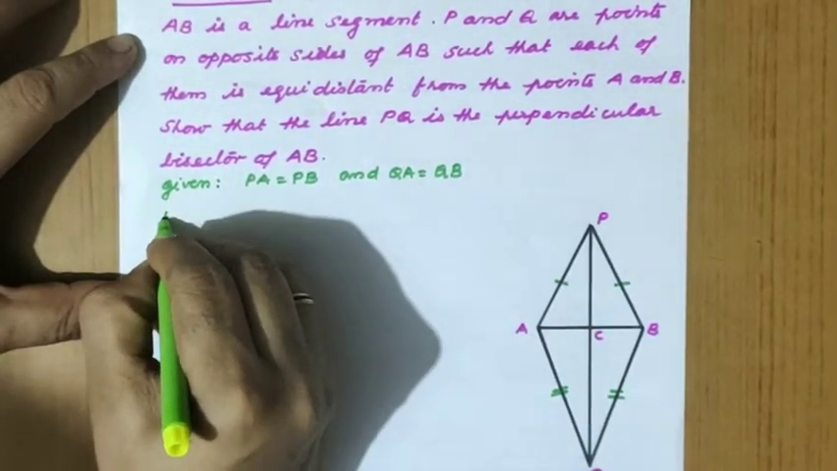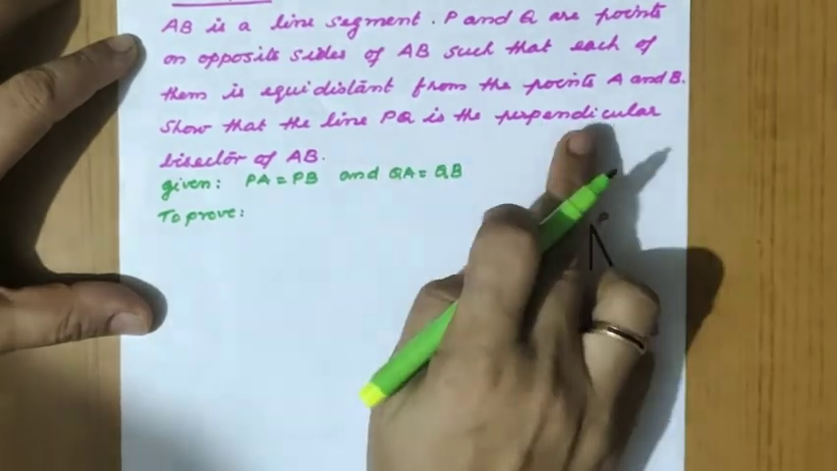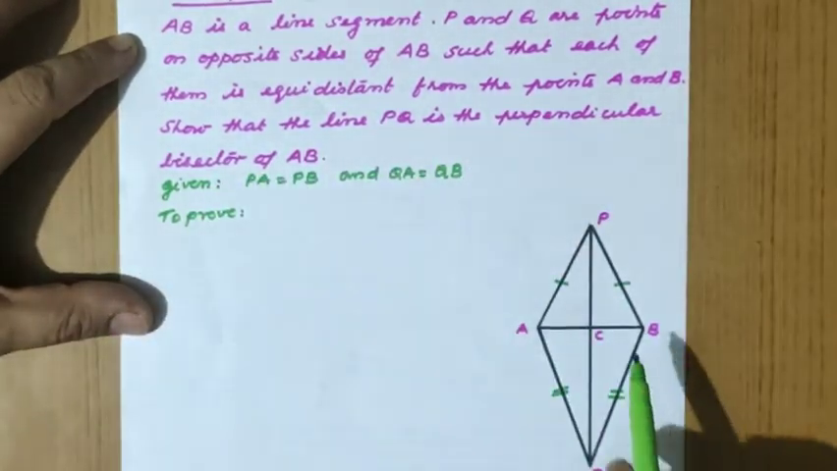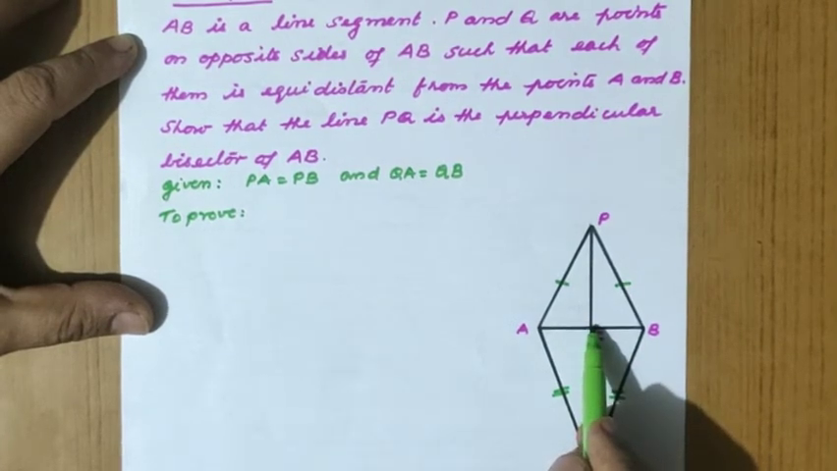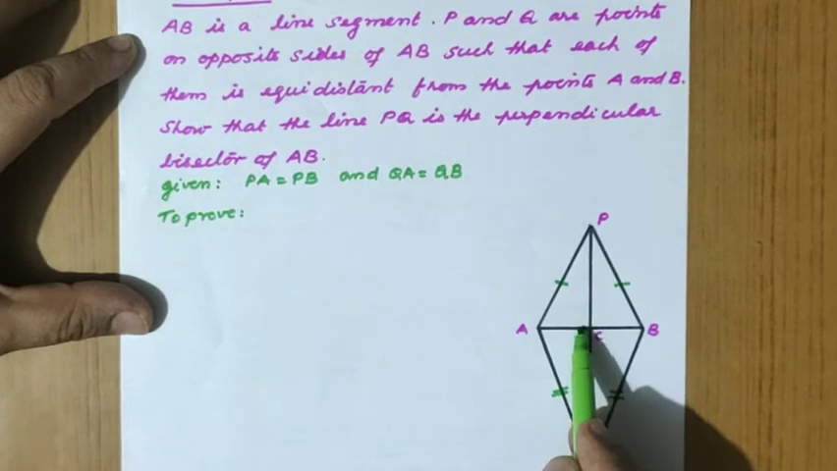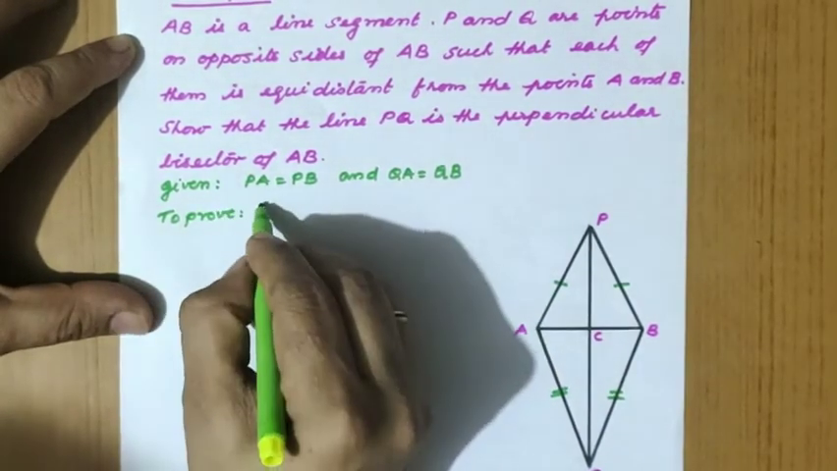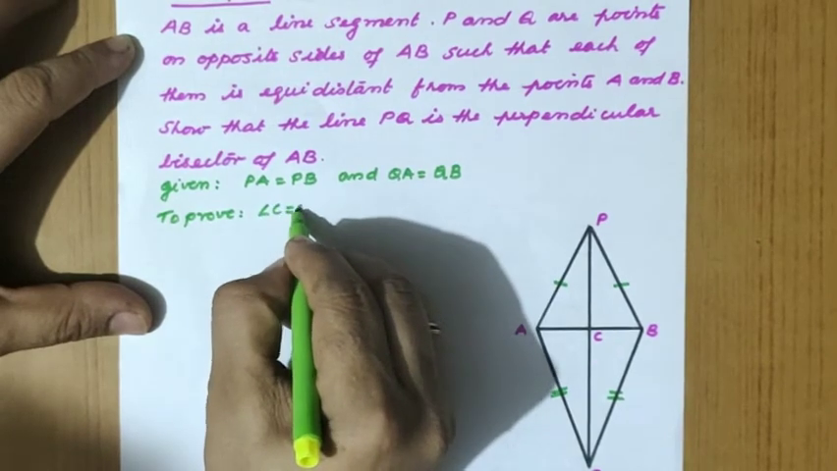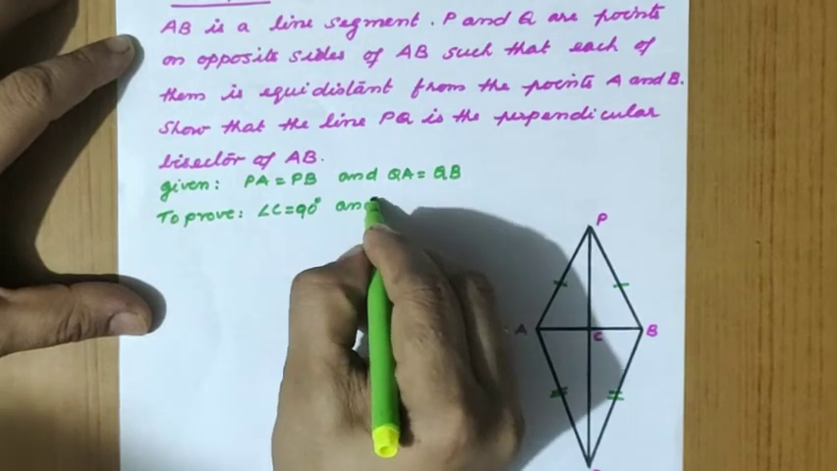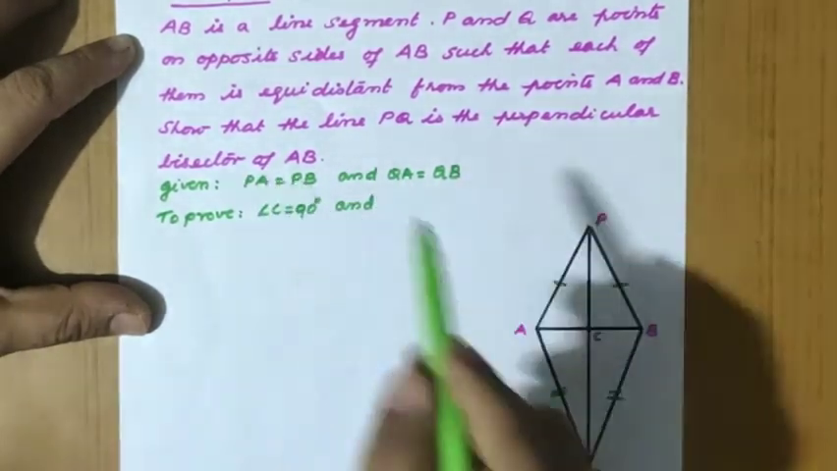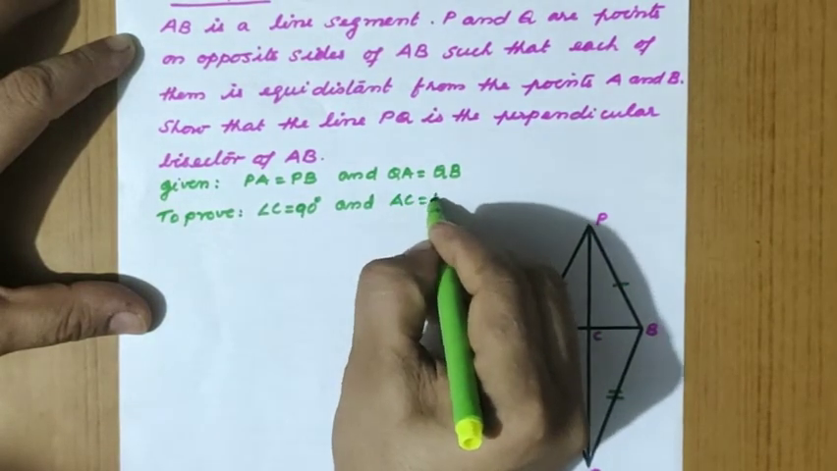Okay. Now what is to be proved? PQ is the perpendicular bisector of AB. That means this line is the perpendicular bisector of AB. That means here angle C is 90 degrees, perpendicular bisector. So angle C is 90 degrees, we have to prove. Okay, and one more thing, bisector of AB, that means AC equal to BC also we should prove.